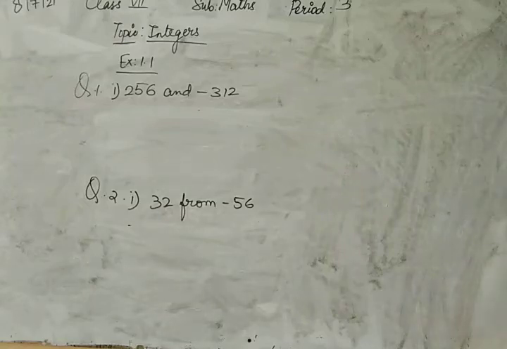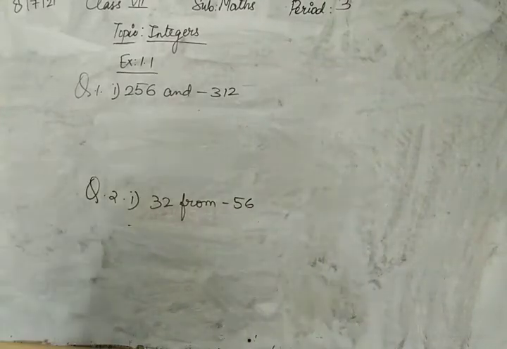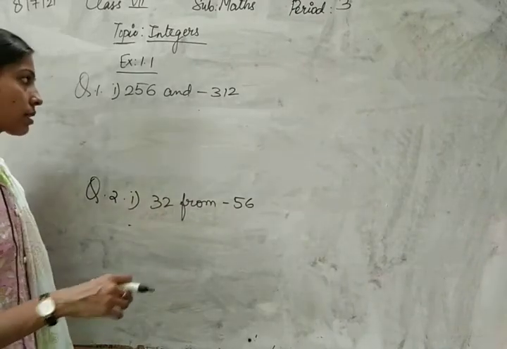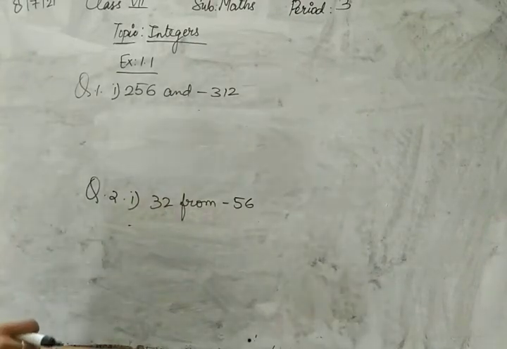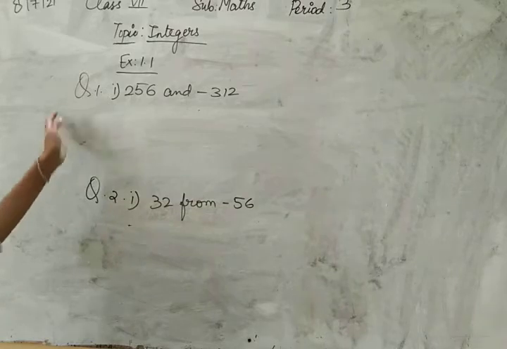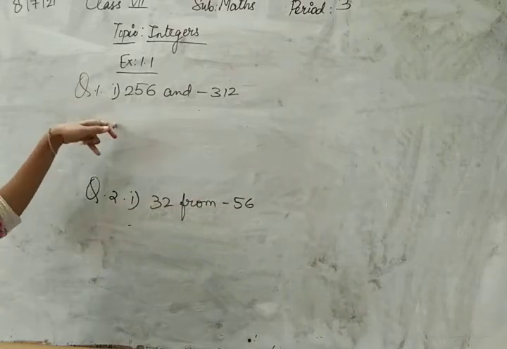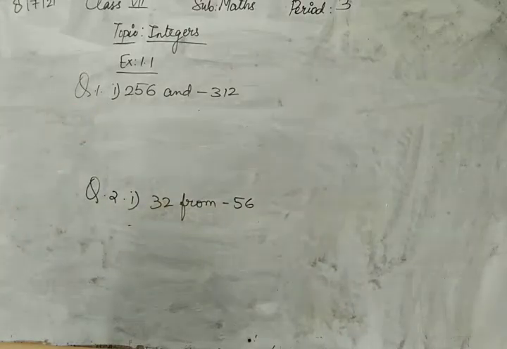In the previous class we have understood the concept of integers. Now in this class we will be going to do the sums based on that concept. We will be starting exercise 1.1, question number 1, first part. In question number 1 we have to find the sum of 256 and minus 312.